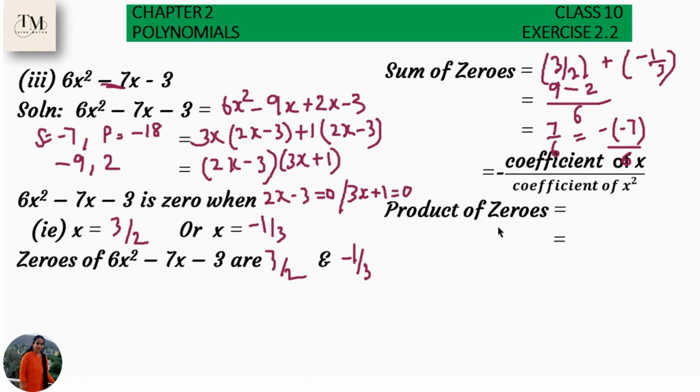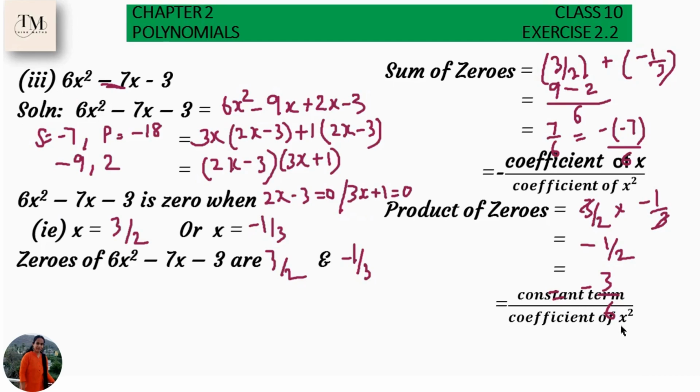Okay. So next, the product of the zeros, 3 by 2 into minus 1 by 3. So this 3 gets cancelled. So the answer is minus 1 by 2. Okay. So this can be written as minus 3 by 6. So this 3 is nothing but the constant term. So I can say it is equal to the constant term divided by the coefficient of x square.